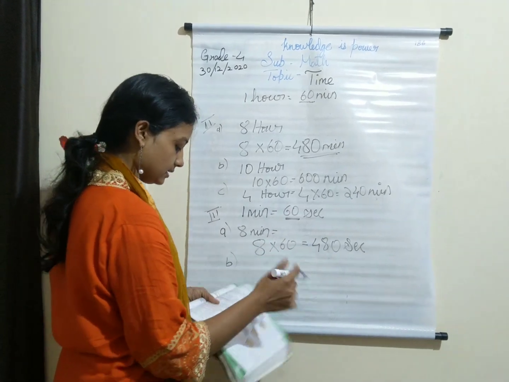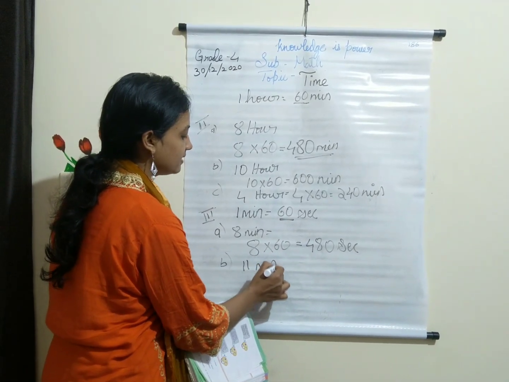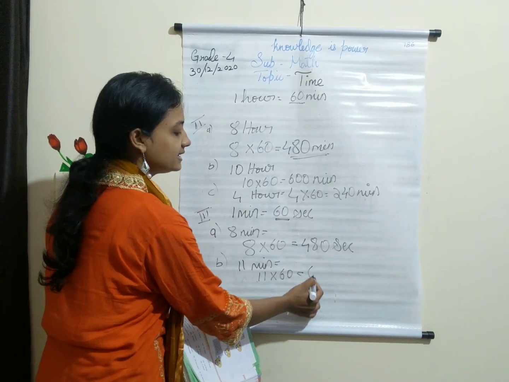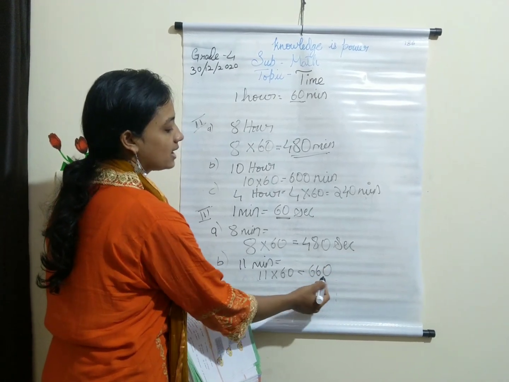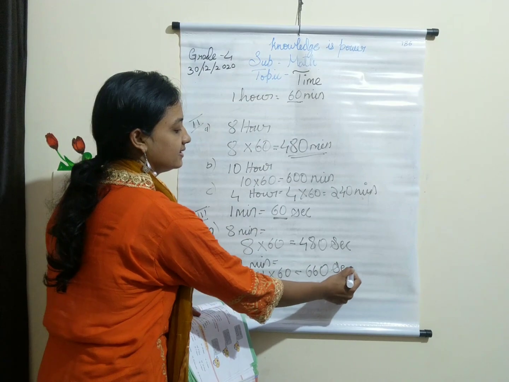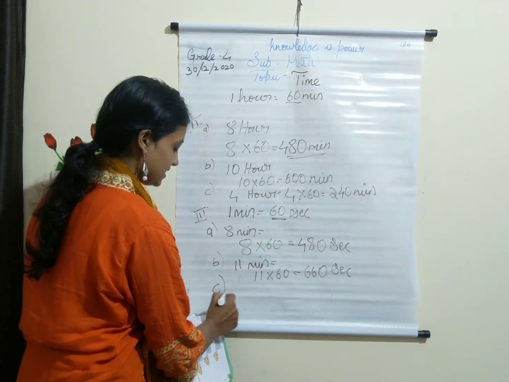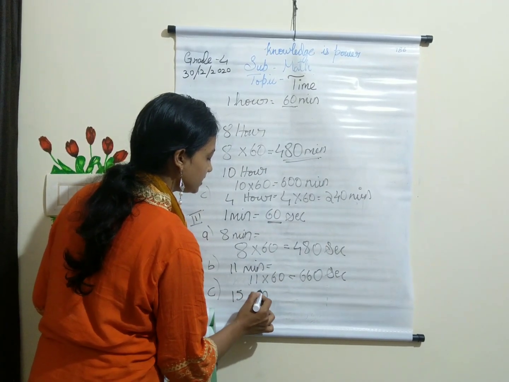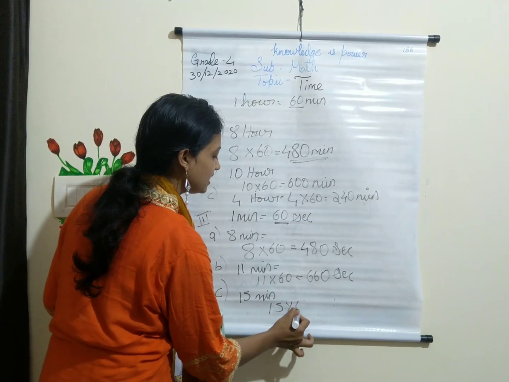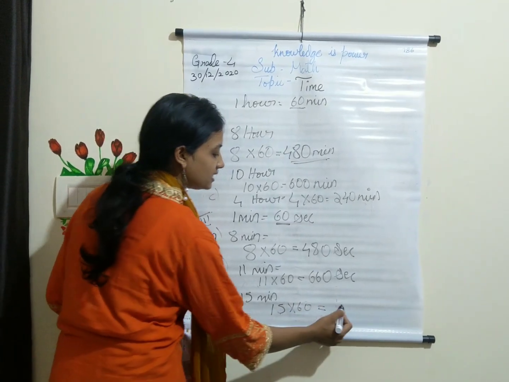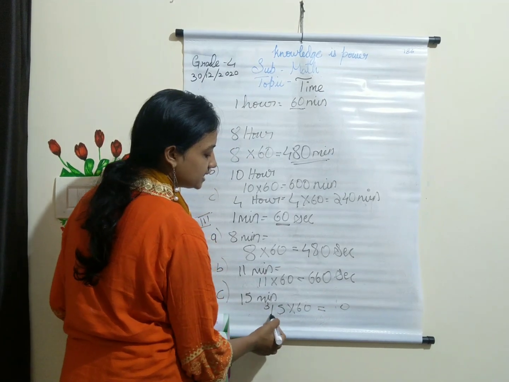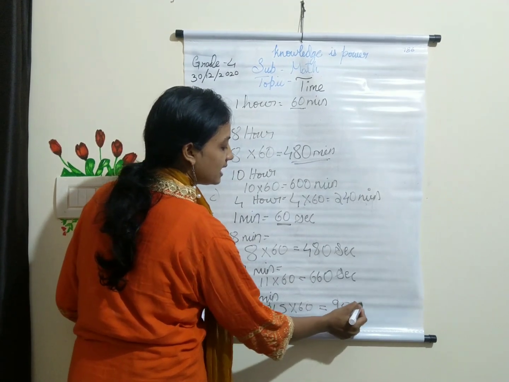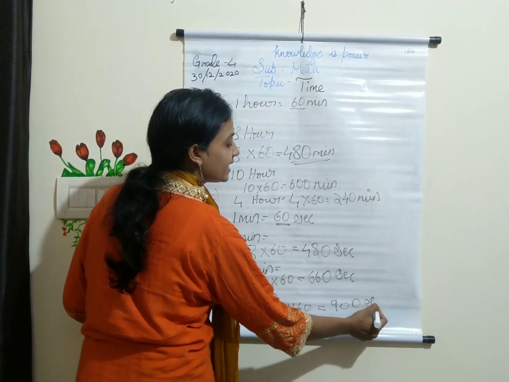B1, 11 minutes. So multiply 11 with 60. You get 11 sixes are 66. Add a 0 later. So the answer is 660 seconds. Now C1, 15 minutes. Multiply 15 with 60. You get 6 fives are 30. 3 carry. 6 ones are 6, plus 3, 9. And the 0 at the end. So it is 900 seconds.